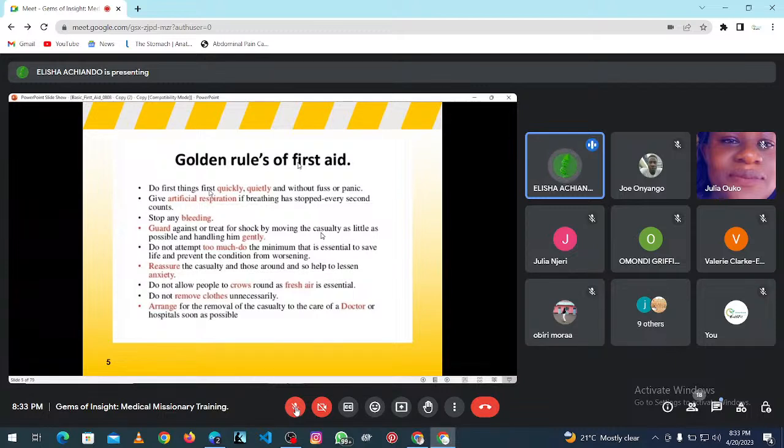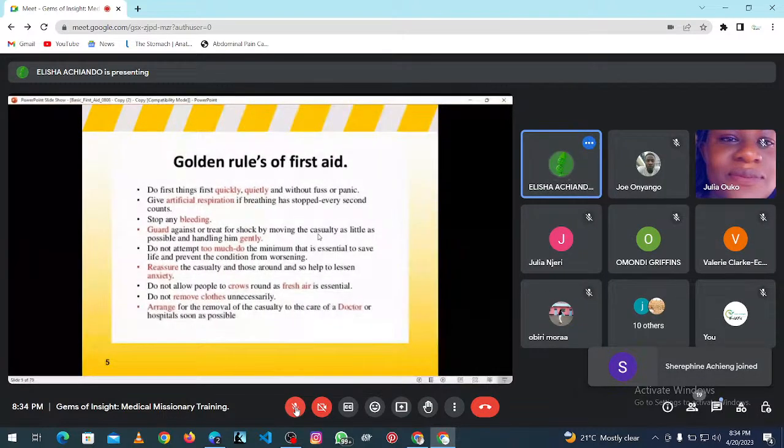And do not allow people to crowd around where you're doing the exercise. Basically this will give them fresh air. At the same time, this will also make the patient or the victim feel comfortable. And we also have privacy issues and even confidentiality as well. Do not remove clothes unnecessarily in such cases. So these are just the golden rules of first aid that every first aider must actually know.